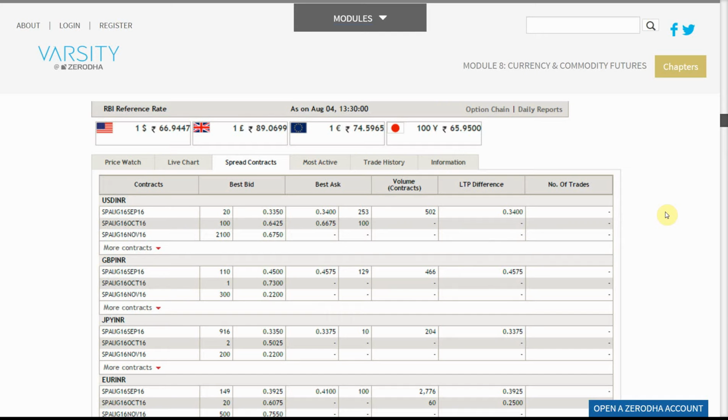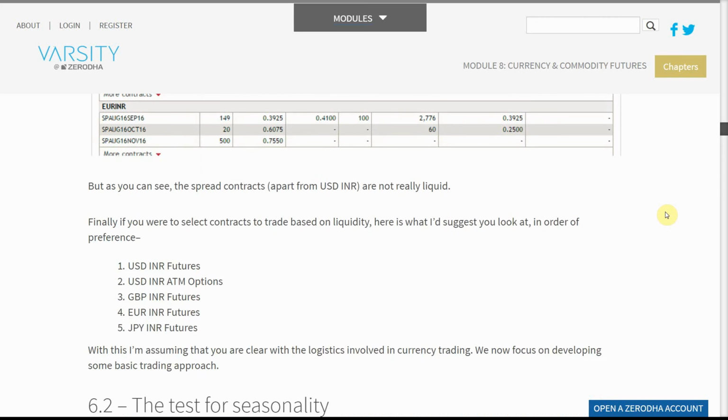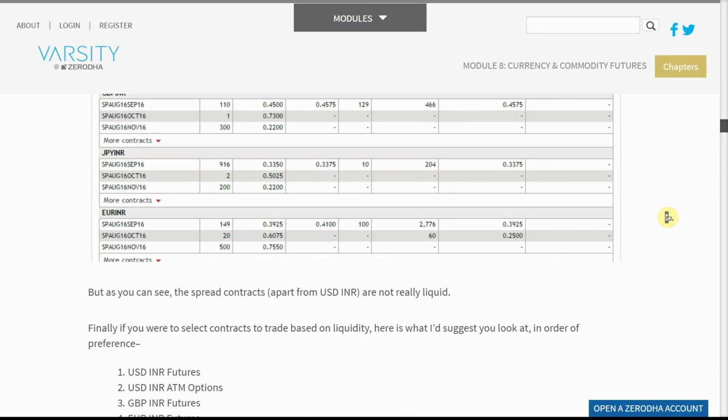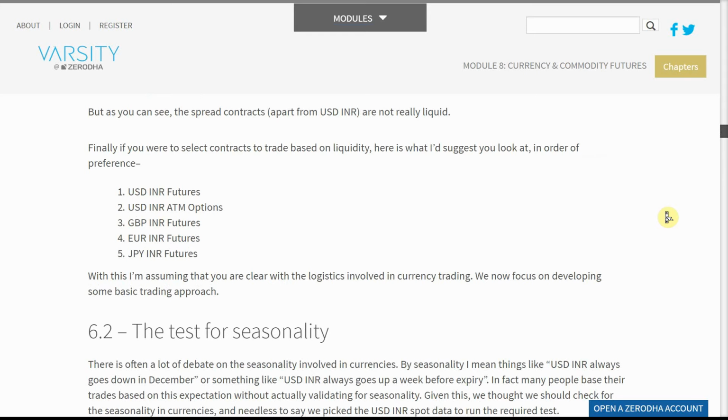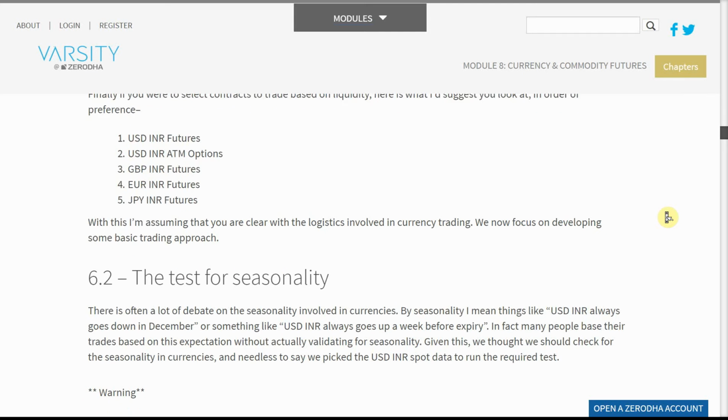Finally, if you were to select contracts to trade based on liquidity, here's what I'd suggest you look at. In order of preference: USD-INR futures, USD-INR ATM options, GBP-INR futures, EUR-INR futures, JPY-INR futures. With this, I'm assuming that you are clear with the logistics involved in currency trading. We now focus on developing some basic trading approach.